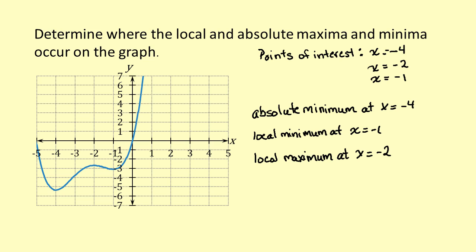To wrap up, we have an absolute minimum at x equals negative 4, a local minimum at x equals negative 1, and a local maximum at x equals negative 2.